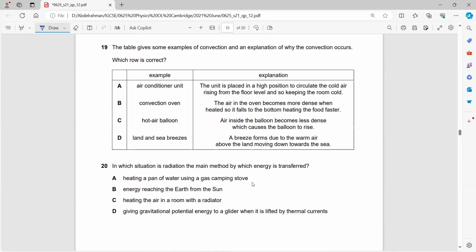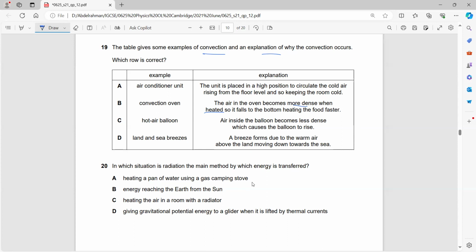Some examples of convection and explanation of why the convection occurs. Example, air conditioning unit. The unit is placed at a high position to circulate the cooled air rising from the floor level and so keeping the room cooled. Convection oven. I think this is wrong. Convection oven, the air in the oven becomes more dense when heated. More dense when heated? No.